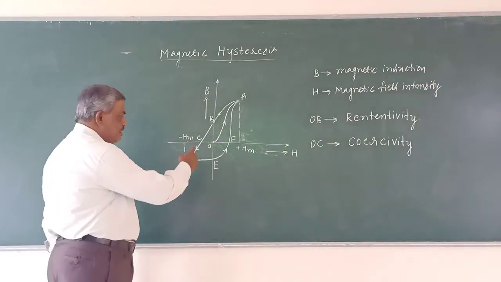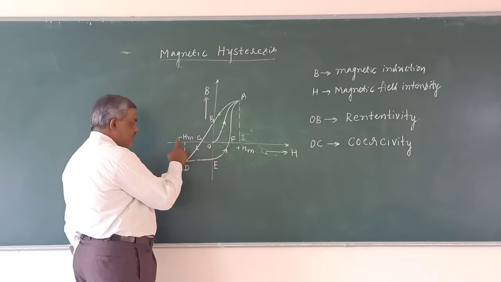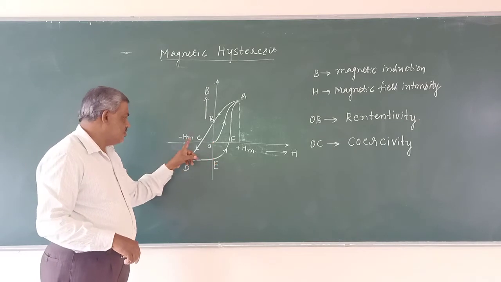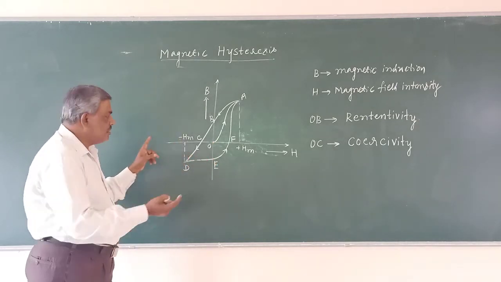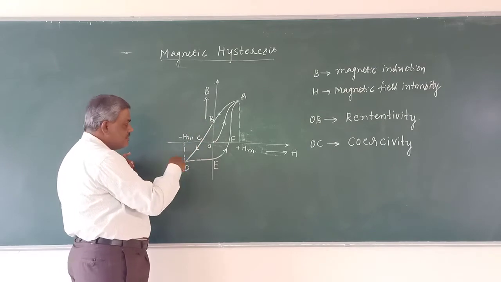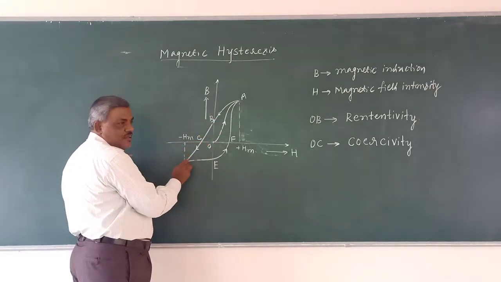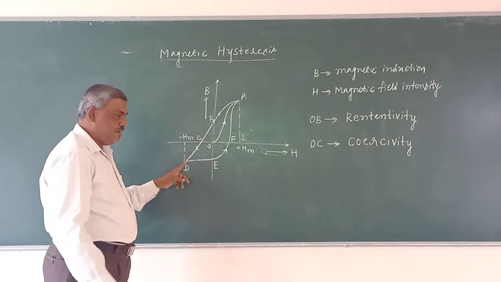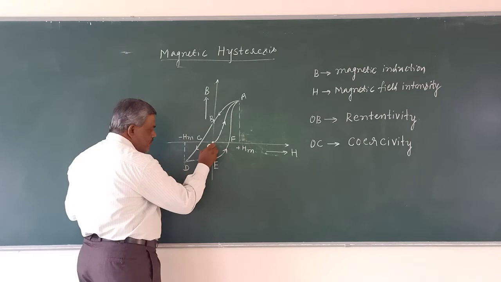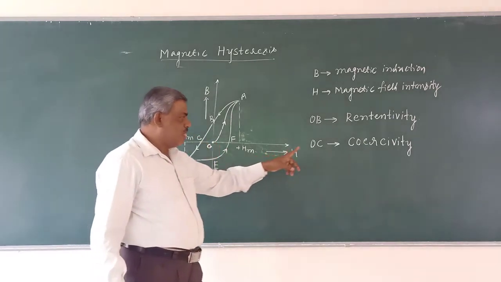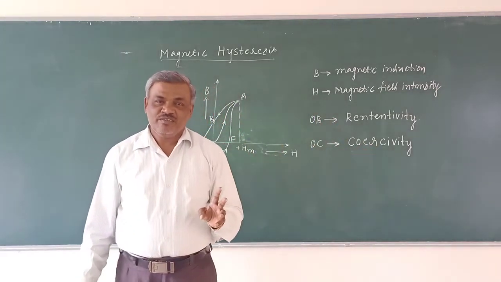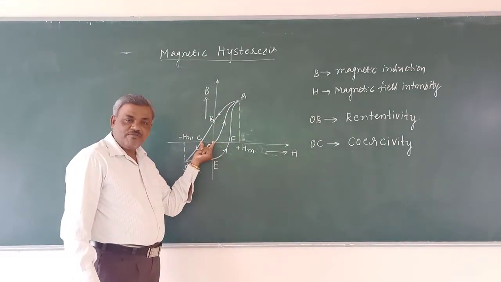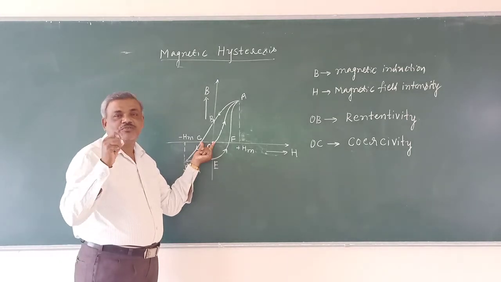After H decreases from 0 to minus HM, the magnetic induction takes the path BCD in the graph. Now this portion OC of the graph is called coercivity. OC represents coercivity.